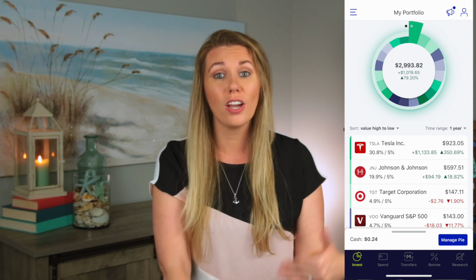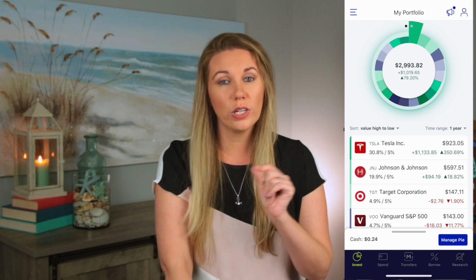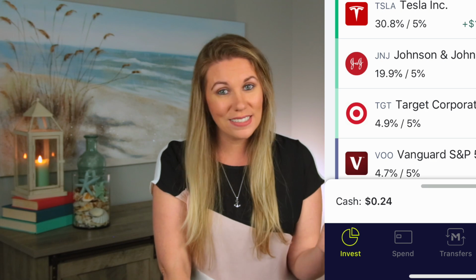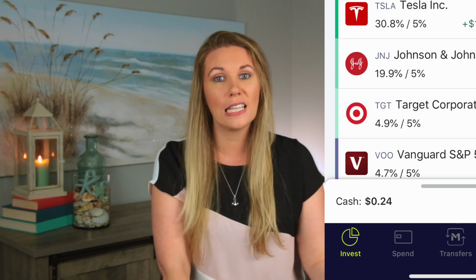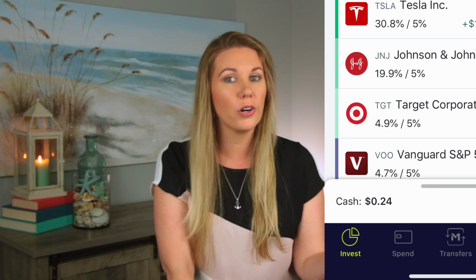As you can see here in my M1 Finance account, there's 24 cents there. Now, that's not a lot, but that's from one dividend payout that I received, and that's just one part of my portfolio that came in since my last stock purchase in M1 Finance. So when I make my next purchase, I'm going to reinvest that 24 cents.